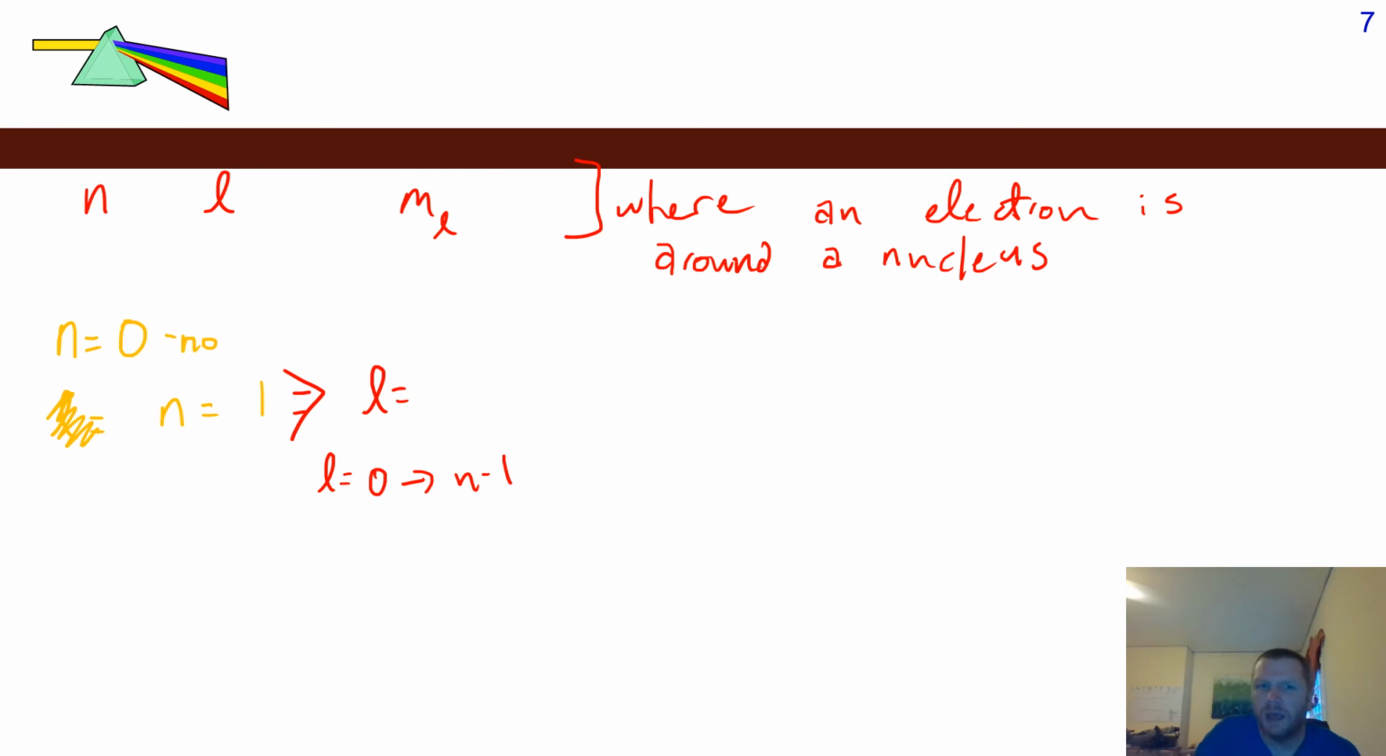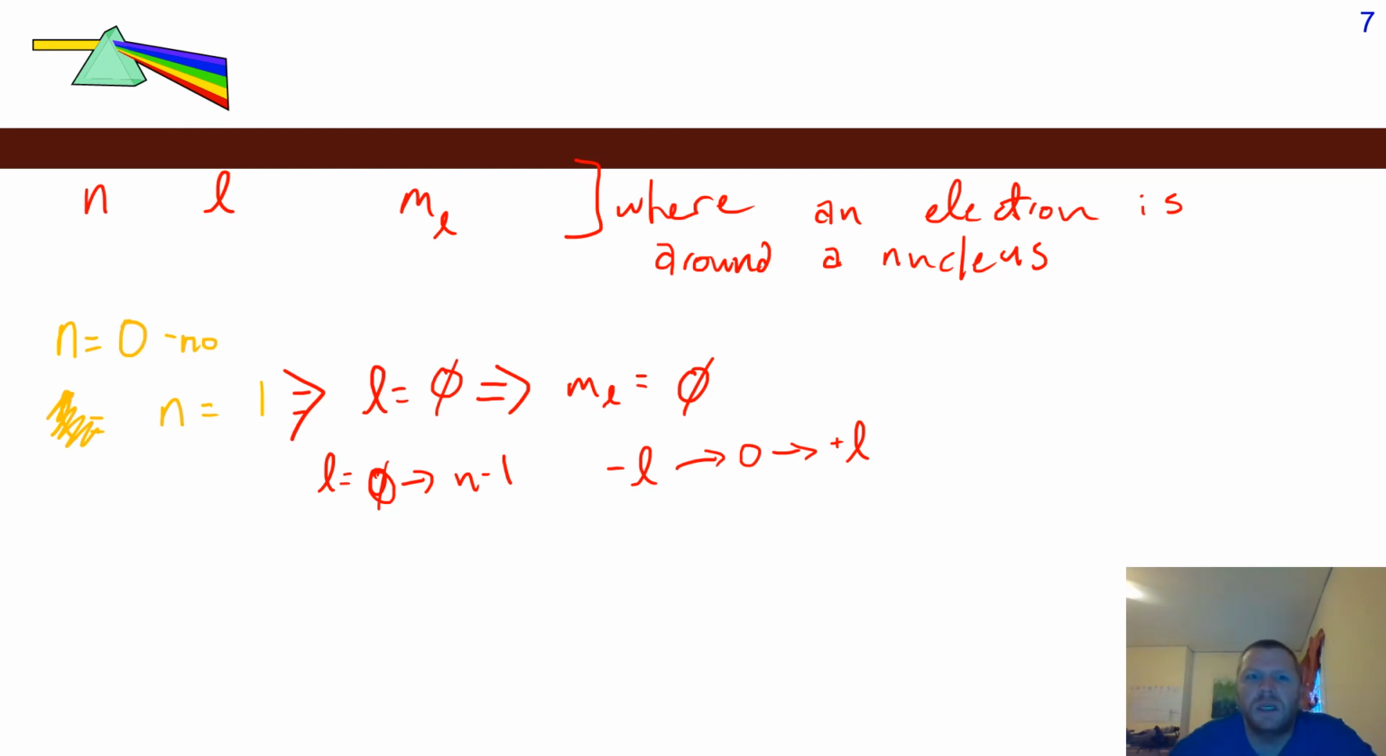Okay, so now let's look back at n equals 1. The only possible value there is going to be 0, because if n equals 1, then n minus 1 is 0. So the only possible value for L is 0. Now we can use that and ask, what are our possible m sub L values? Our only possible m sub L value is 0, because m sub L gives us a range from negative L to 0 to positive L. Well, if L equals 0, negative 0 is the same as positive 0, which is the same as just 0. So it's important to keep that perspective on what these possible values are.